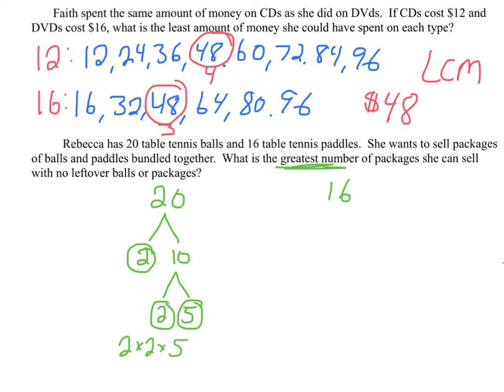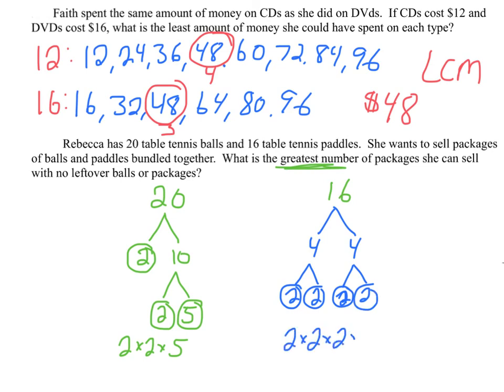Now do the same thing with 16. 16 is really 4 times 4. 4 can be divided farther. That's really 2 times 2 for each of them. As we've had come up in several problems, 2 is a prime number, so I can't go any farther with those. So I end up with 2 times 2 times 2 times 2.